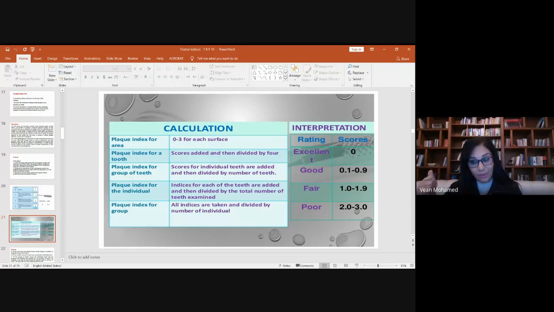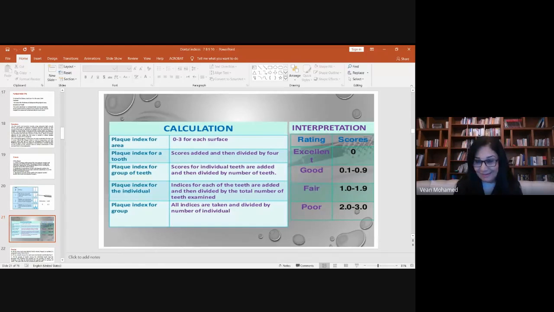From 1 to 1.9 means fair. From 2 to 3 means poor. You have to clean your teeth. You have to brush more. You have to correct your way of brushing. I think it's easy, but you have to read it more than one time.